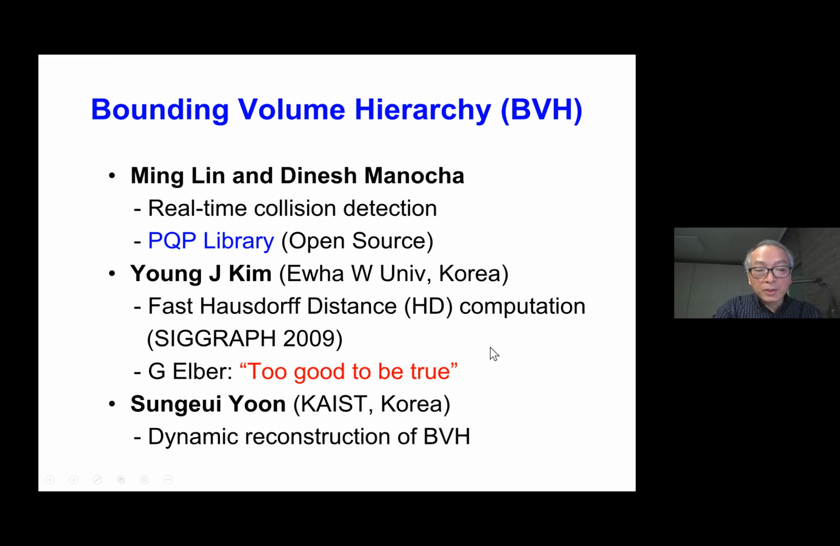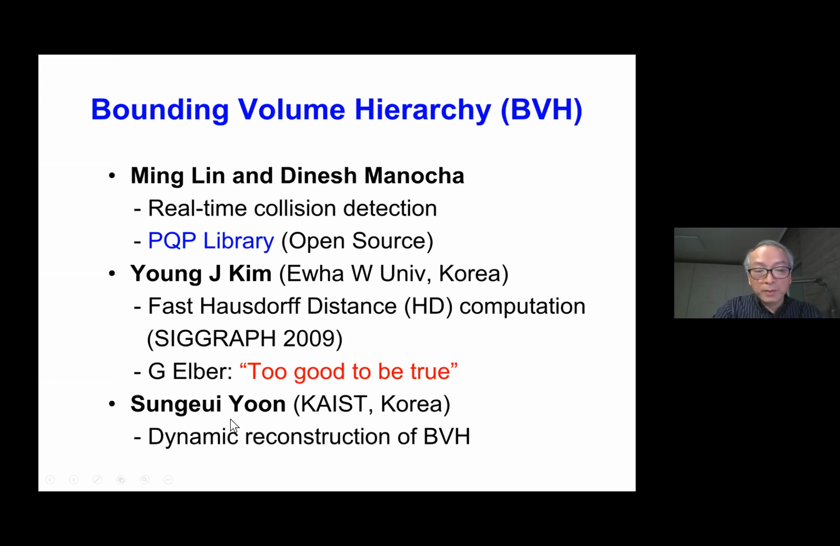And at that time, Gershon and myself were doing an Israel-Korea binational research project. Hausdorff distance computation was one of the most important topics in that project. And then we realized that their algorithm is much faster than ours. So this is Gershon's comment, too good to be true. So we decided to move in this direction.